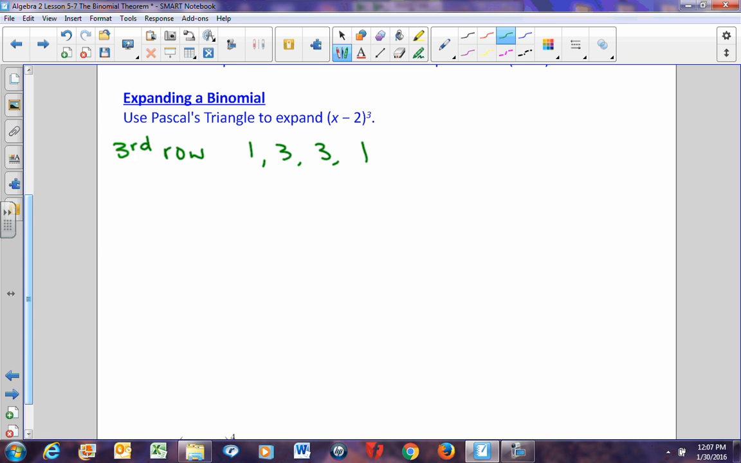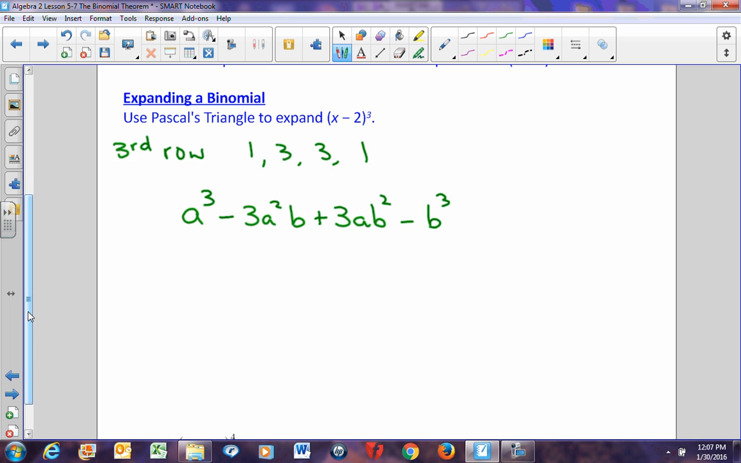So if I was just going to use A's and B's, it would be A to the 3rd minus, because it's a minus, so it's going to alternate signs. So A to the 3rd minus 3A squared B plus 3AB squared minus B to the 3rd. Now that's what it would be with just A's and B's. Now, we're going to replace the A's and B's with whatever we have here.